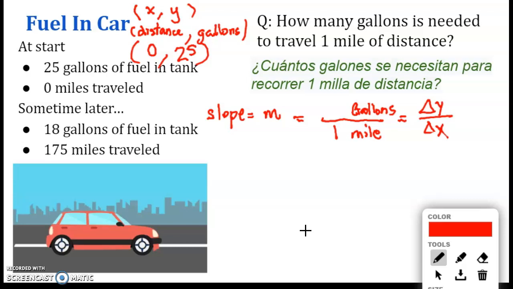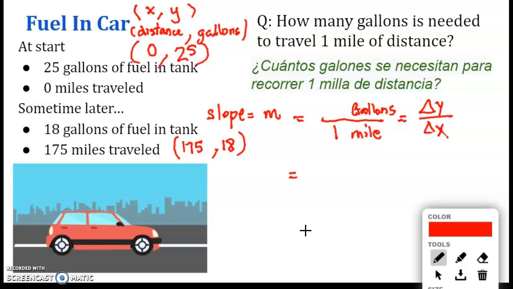For the second data point that we have, you have 18 gallons. 18 gallons is the y value, so that's the second number. And the first number is 175. Okay, so x is the distance, y is the gallons. Now, can you figure out the slope? Okay, the slope is going to be delta y over delta x.